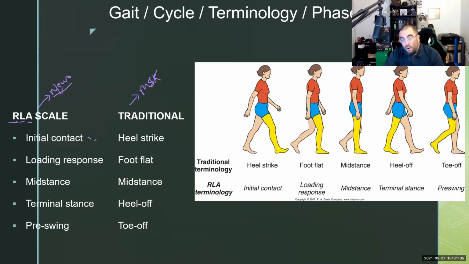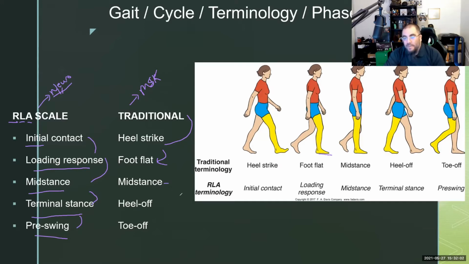And if you look at the wordings, they are a little bit more neurological, right? Initial contact, loading response, mid stance, terminal stance, pre-swing. Whereas if you look at musculoskeletal, the traditional, heel strike makes sense, right? Well, it's the time that my heel does what? Strikes the ground. Well, foot flat then makes sense. It's when my foot is flat on the ground.